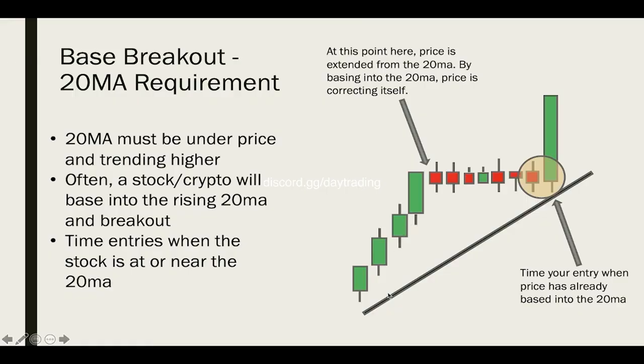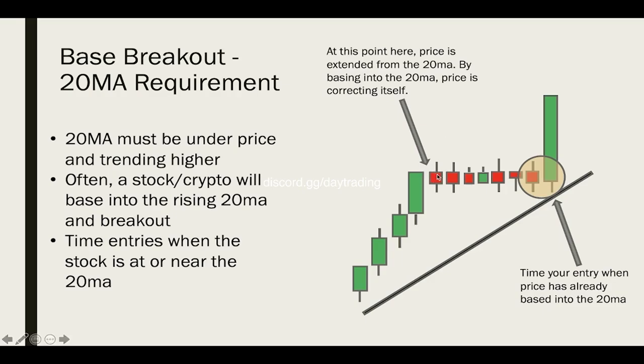For a base breakout, we want the 20-day moving average to be trending higher and under price. That is a requirement. You need to have that if you want to play the base breakout. It is the most crucial requirement, okay? And the reason we want it is because oftentimes during a really bullish uptrend, stocks and crypto tend to base into the 20-day moving average. They tend to just consolidate right into it. And as soon as it's at or near the 20-day moving average, that's when it ends up breaking out. Okay, this is just something that happens, and we're going to show you guys examples of it soon.